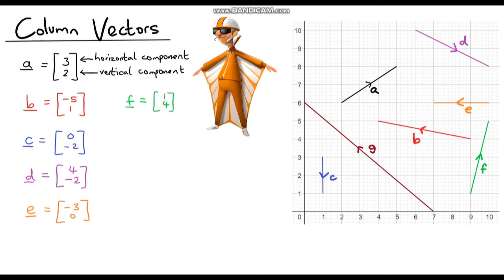And finally, I had to include G just because that's my initial. And it's a nice maroon colour. So column vector G. So we're starting down here because if we look at the arrow, we're going in this direction. I can just look at the grid. We're going from 7 to 0, so that's -7. And then we're going from 0 up to 6, so that is +6. So that is our answer.